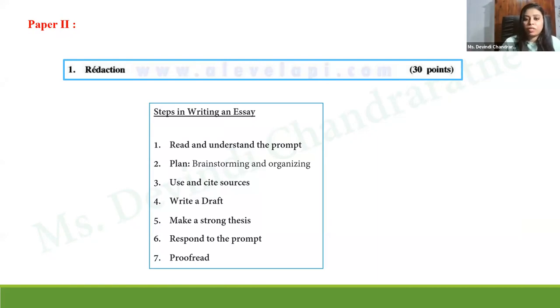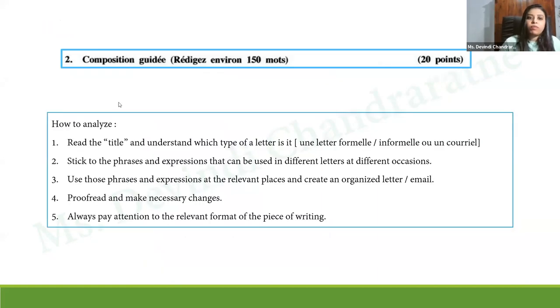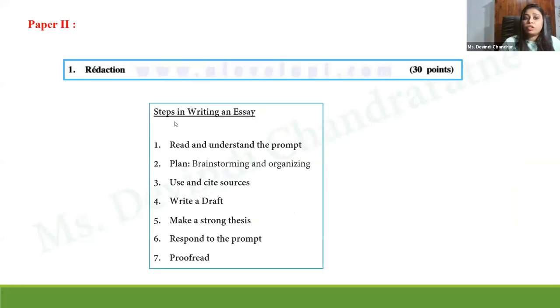The content is very much rich. So make sure you follow this order. Then moving on to the second one, composition, which means the letter type of thing, letter or email, the communication module. So here, when analyzing, you have to write 150 words, and in the essay, you have to write 250 words, right?